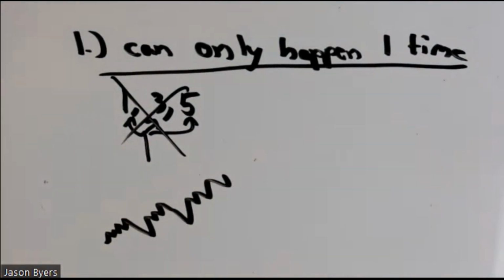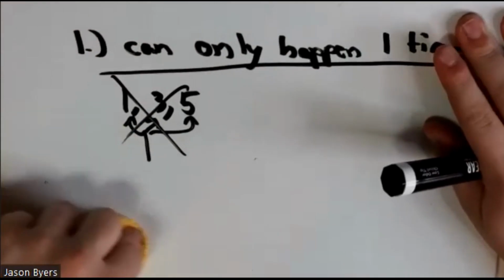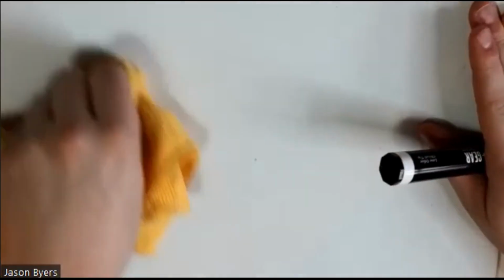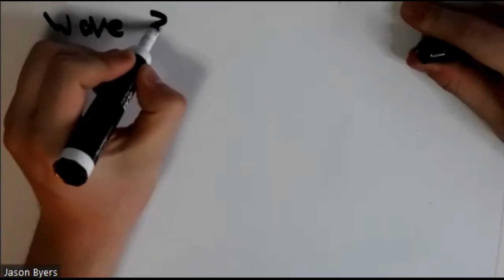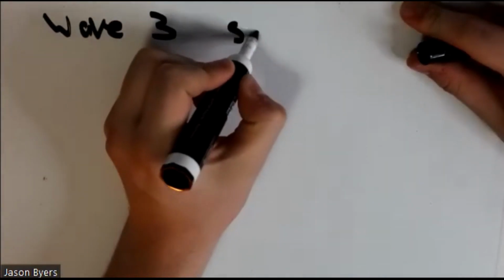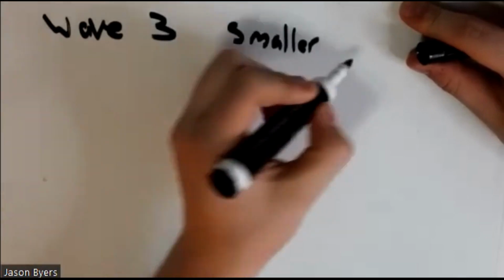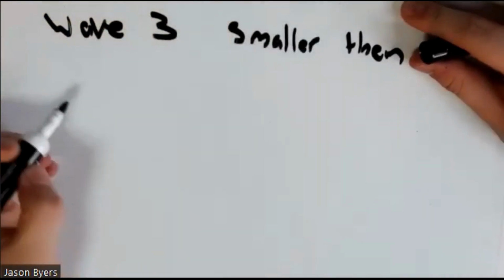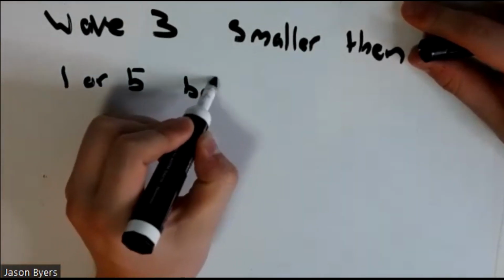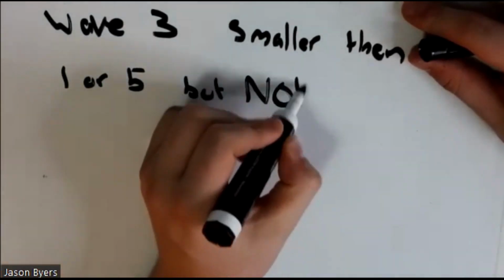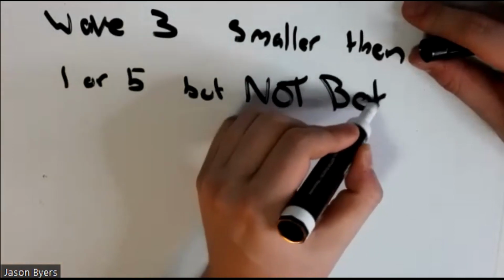Another thing is, wave 3 can be, so this is traditional, wave 3 can be smaller than 1 or 5, but not both.